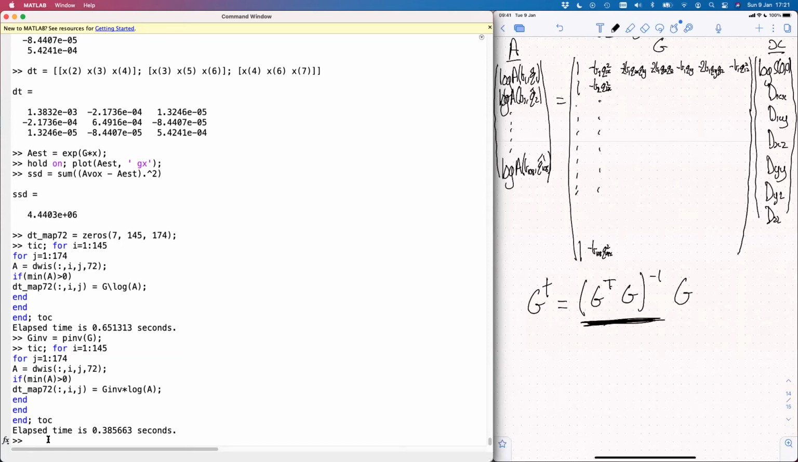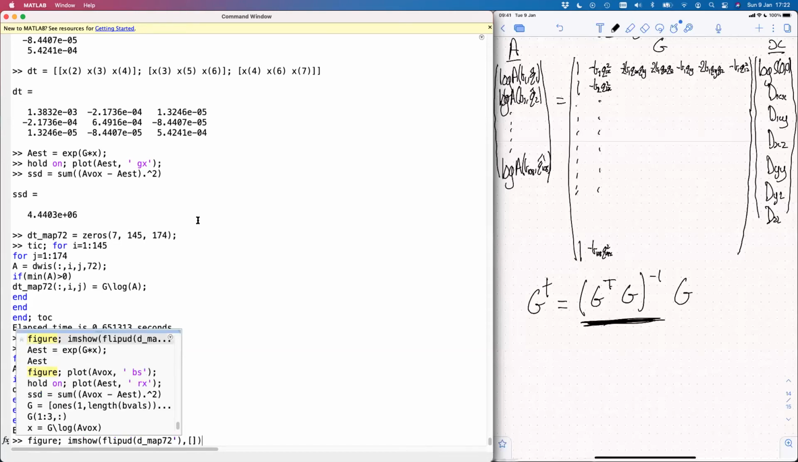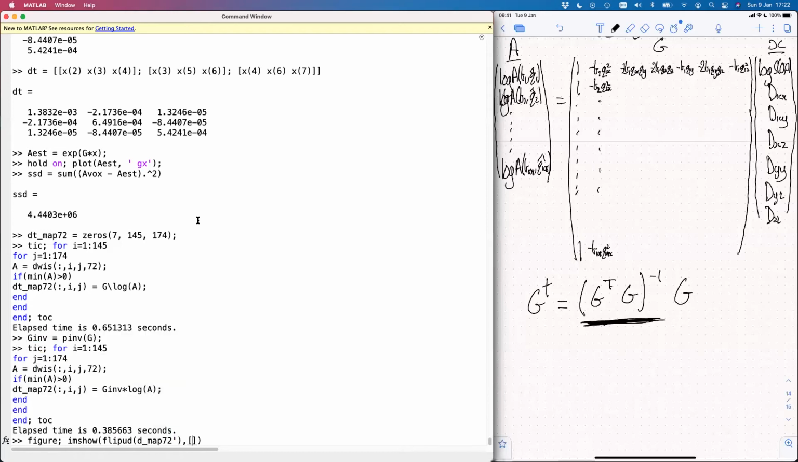So back to our map of the diffusion tensor. Of course, we've now created this object, DT map 72. Let's have a look at what's in it. First of all, we can have a look at the diffusion tensors that we've created. We've seen this one for this one particular voxel. We can now map the elements of the diffusion tensor over this whole slice. So let's have a look at that. Let's have a look at the contents of, I'll use one of these. Let's use this.